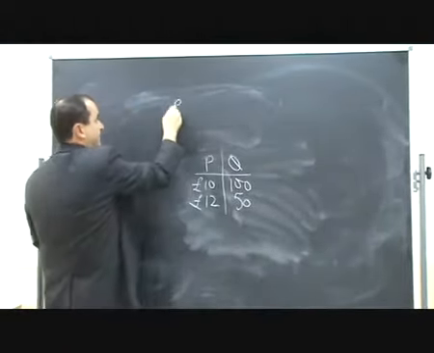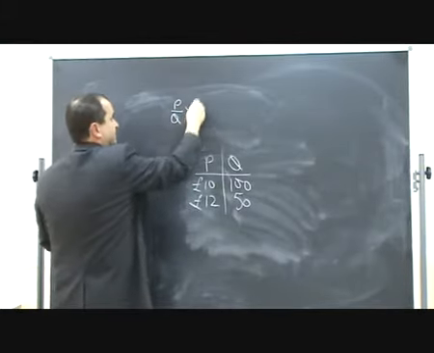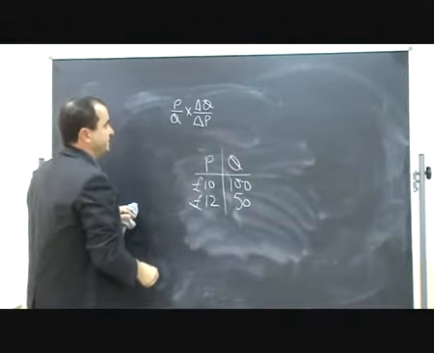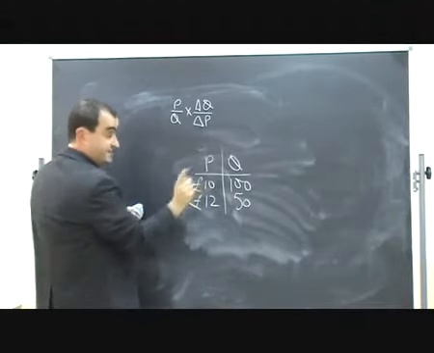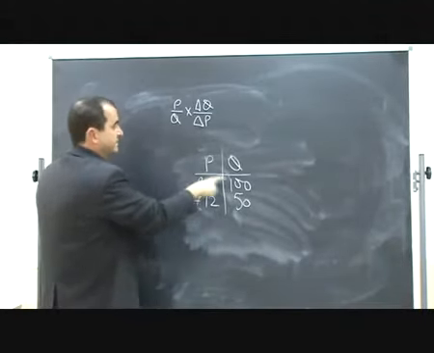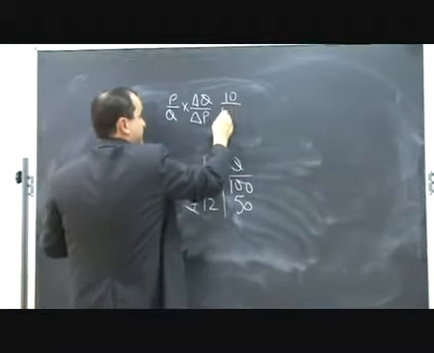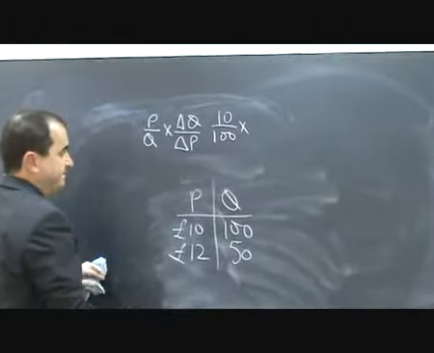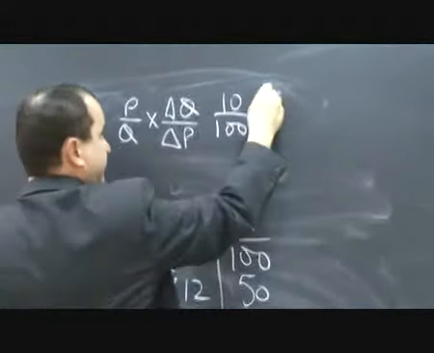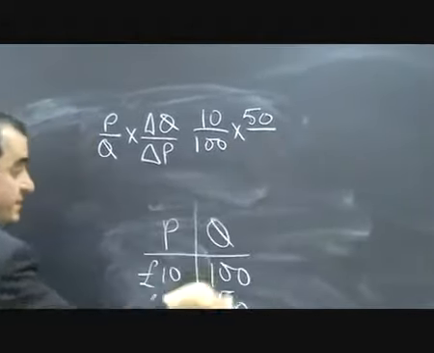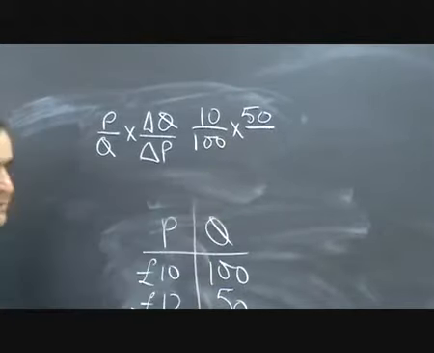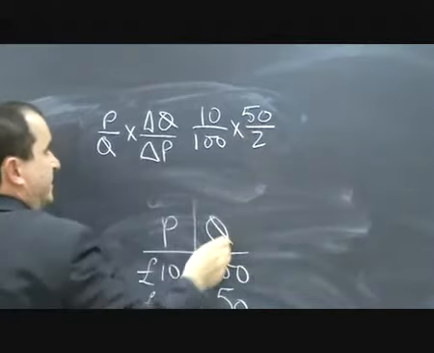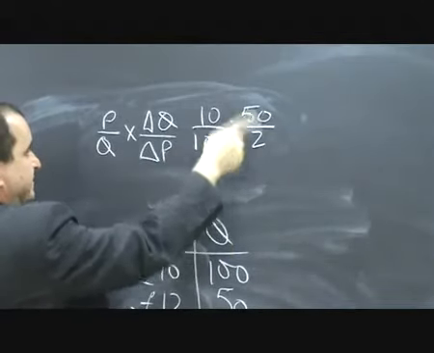And the equation is P over Q times change in Q over change in P. Let's put the figures in. So P over Q, price was original P, original Q, price is 10, quantity is 100. That's 10 over 100 times change in quantity. The change in quantity is 50. Right? It fell by 50. We could put minus 50, but I'm ignoring the minuses. And change in price is 2. Okay, so we've got 10 over 100 times 50 over 2.